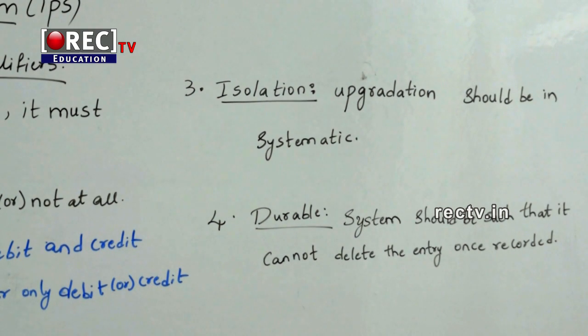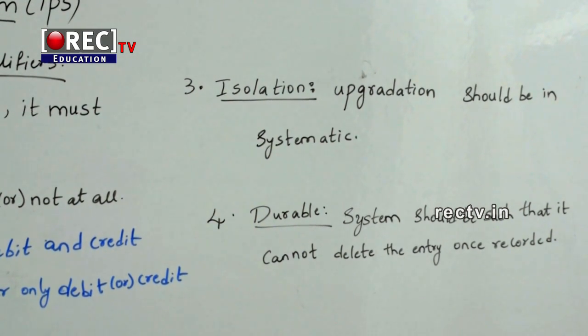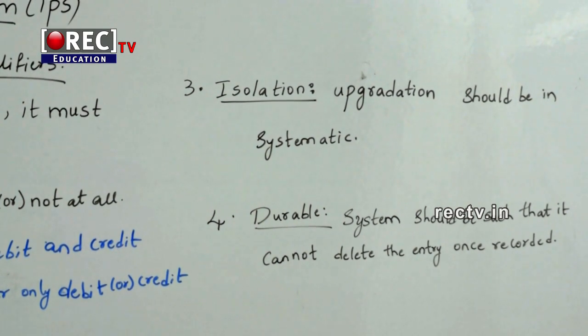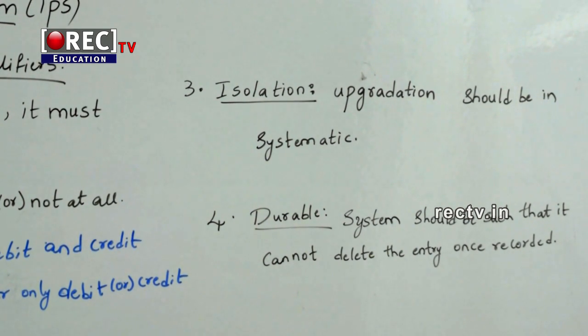Isolation. Updating should be in a systematic manner. For example, if I had 10 lakhs in my account and I have transferred those 10 lakhs to another person through net banking, now his account was updated with 10 lakhs, but my account was not updated. That is, my account was not reduced. So this type of system is useless. So updating should be in a systematic manner. For a system to become a TPS, it has to update timely.